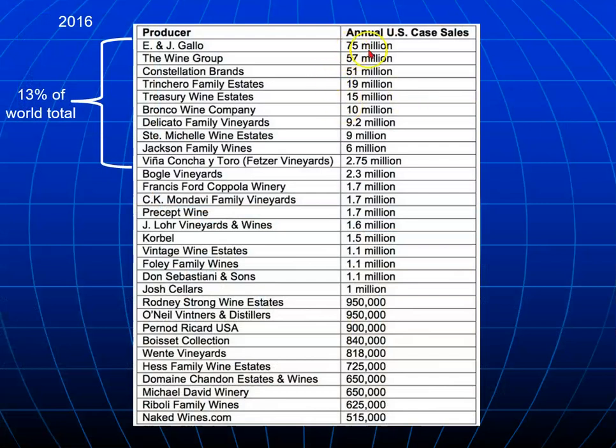So Gallo, that's the one in Fresno. The Wine Group has scattered crushing plants. They don't have a single massive plant, but they've got lots of big plants. Constellation Brands, those are the big three, and all three of those are in California predominantly. And if we look at the top 10, they're 13% of the world's total. That's a staggering amount of wine that comes from just 10 companies.